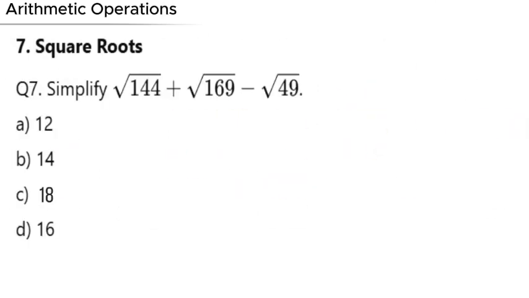7. Simplify square root of 144 plus square root of 169 minus square root of 49. A. 12, B. 14, C. 18, D. 16.